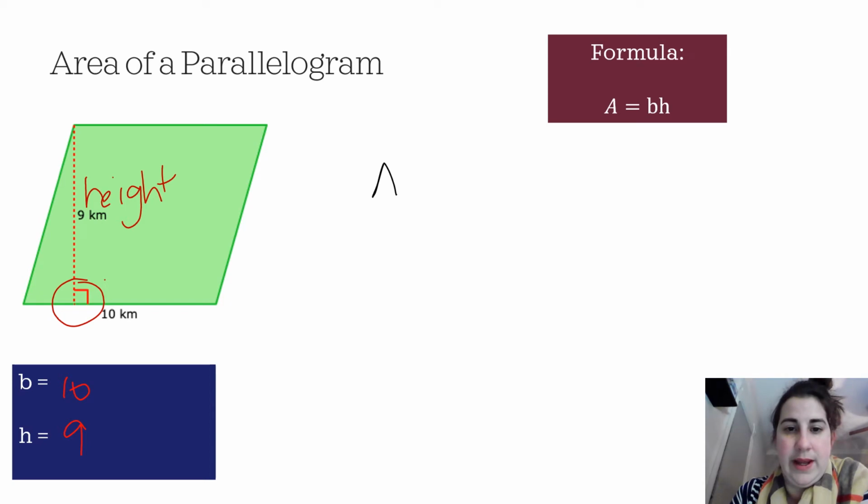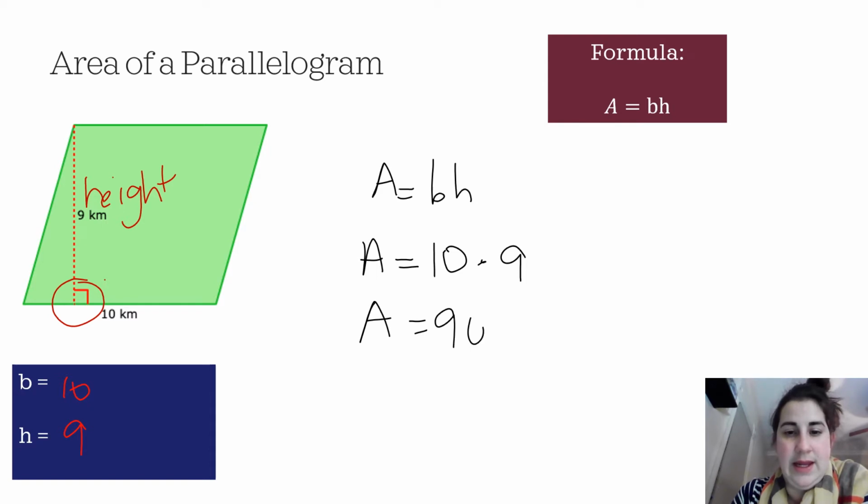So my area equals base times height. Substitute that in. I have 10 times 9. My area is 90 kilometers squared.